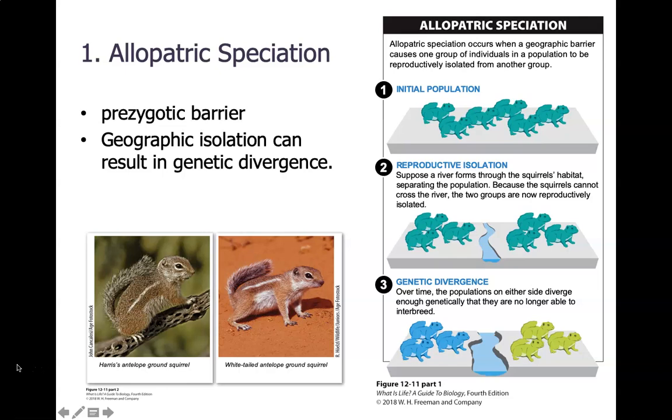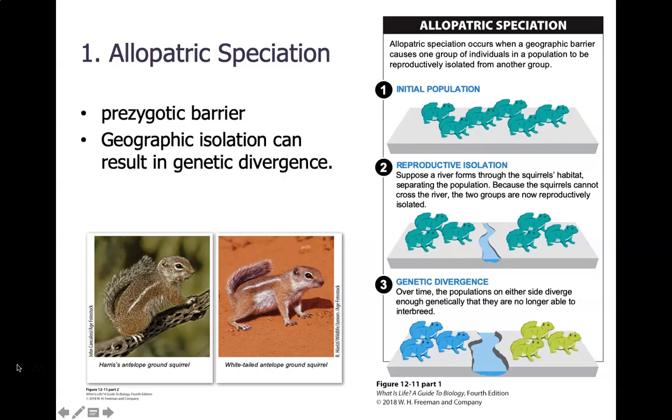So you can think of this as a mountain range, you can think of this as a river, it can be a glacier, it can be an ocean, pretty much anything that can physically separate these groups can lead to allopatric speciation, or the development of species that are separated by a geographical barrier. Now, allopatric speciation is the most common one, because if you're a little tiny squirrel, you can't necessarily cross a river or a mountain range. If you're a bird, maybe you can, but if you're this little squirrel, you can't.